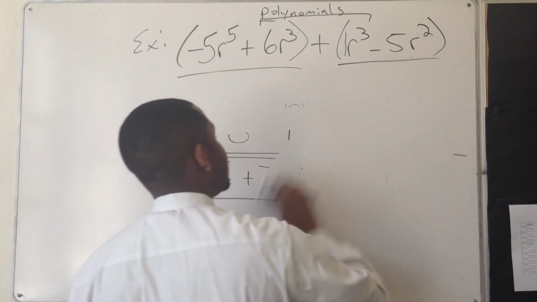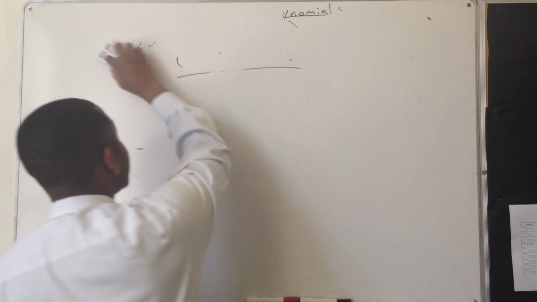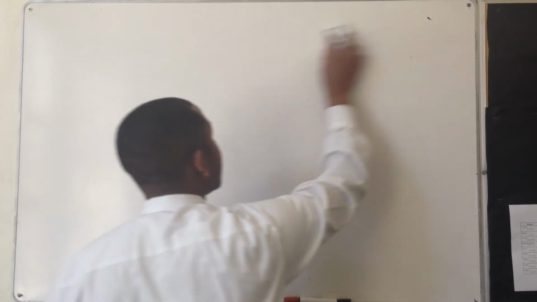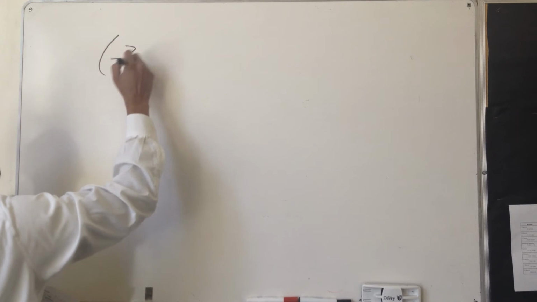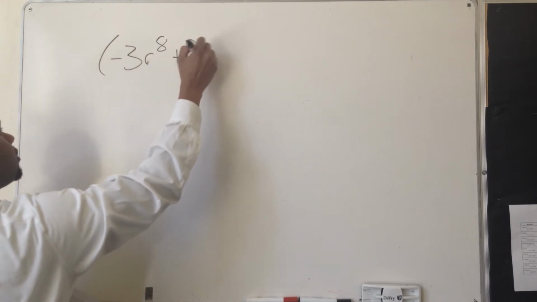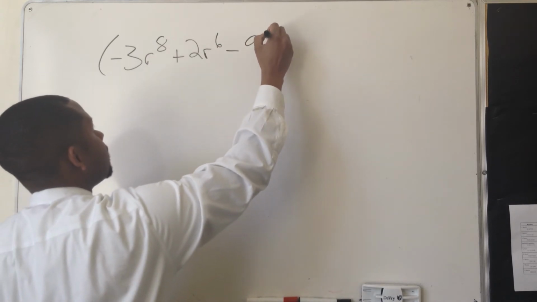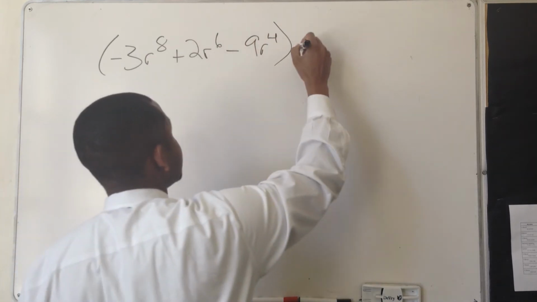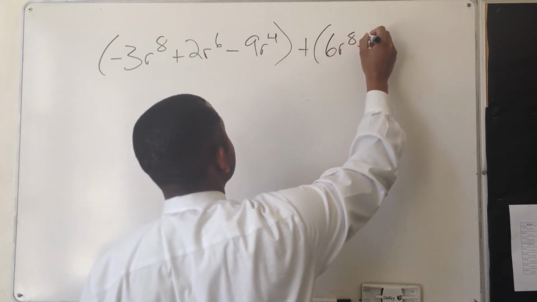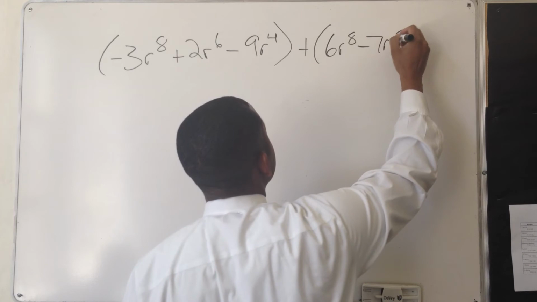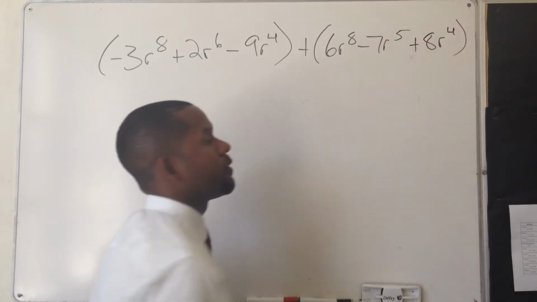Let's do a second one. This should be the last one. This is like a preview. This is getting your mind ready for what we're going to do tomorrow. So let's make it a little bigger. It's going to say negative 3r to the 8th plus 2r to the 6th minus 9r to the 4th plus 6r to the 8th minus 7r to the 5th plus 8r to the 4th.